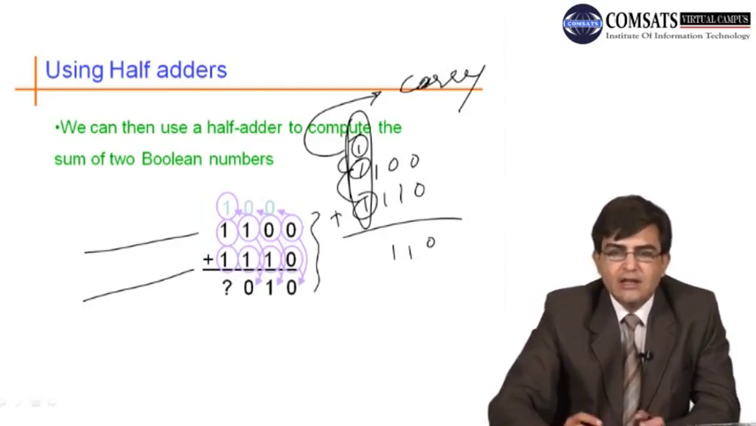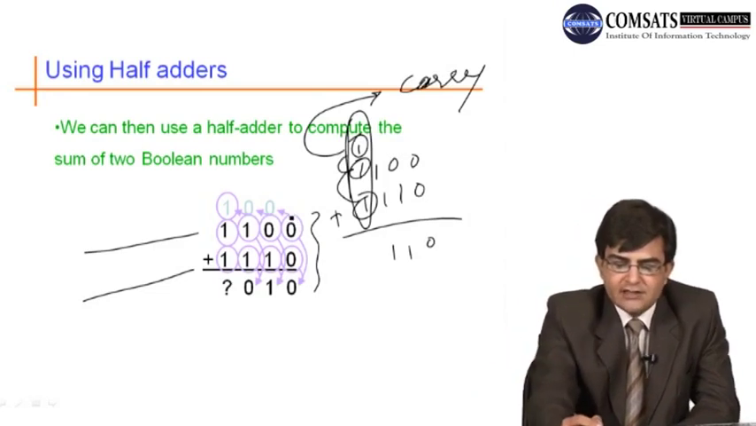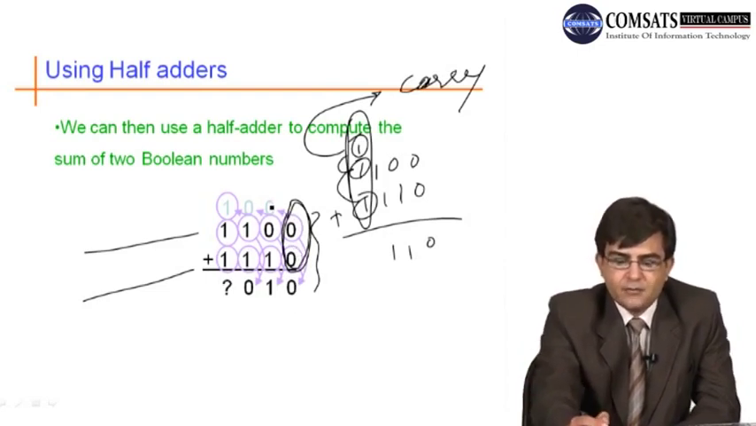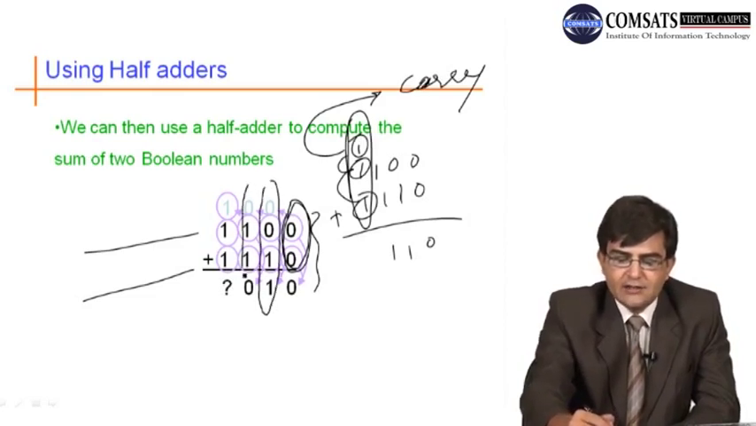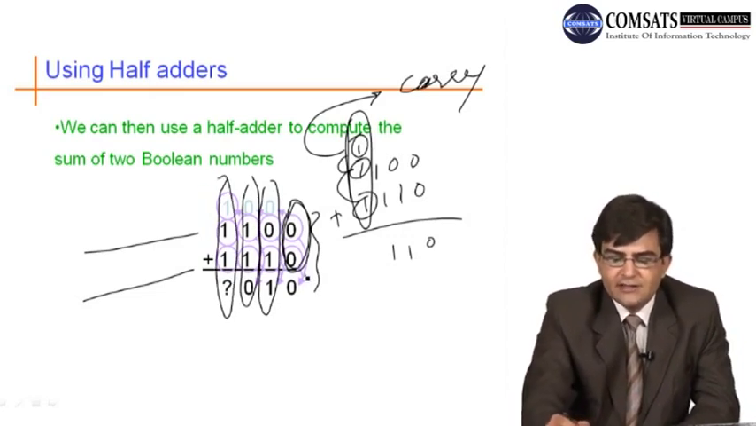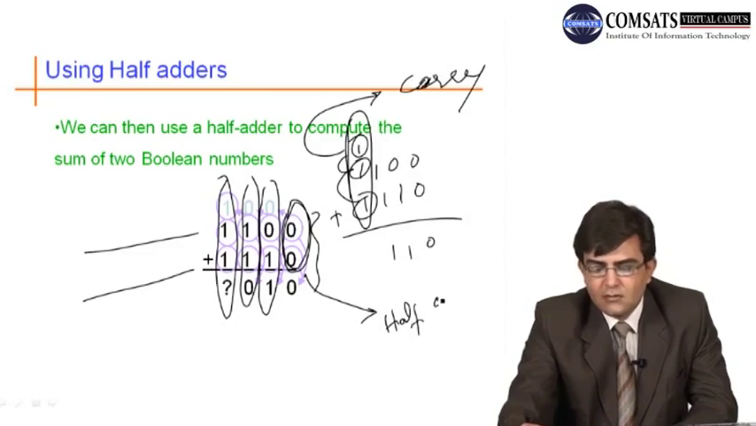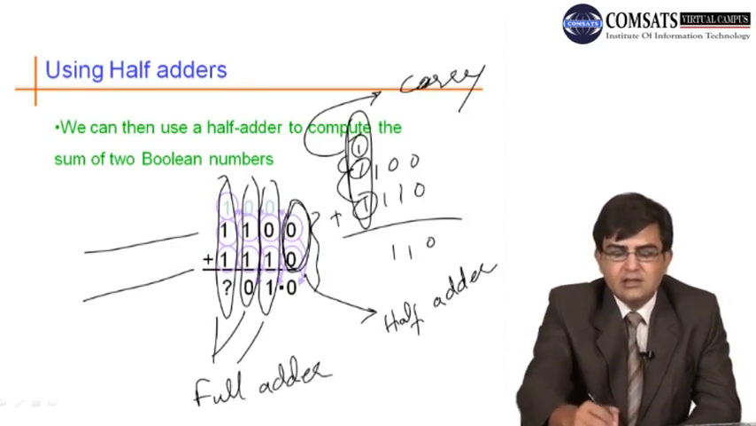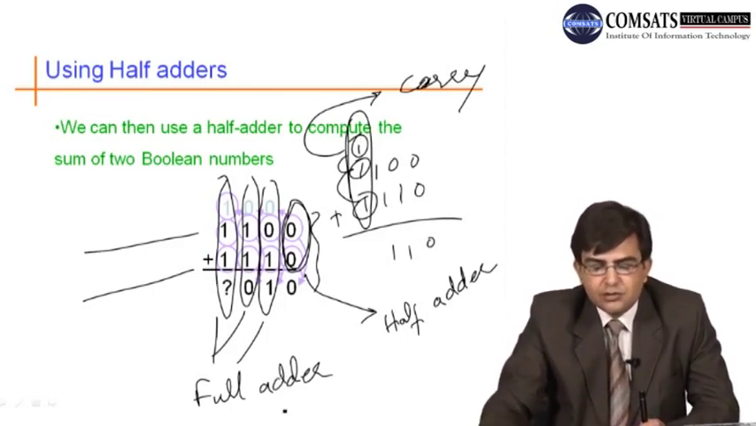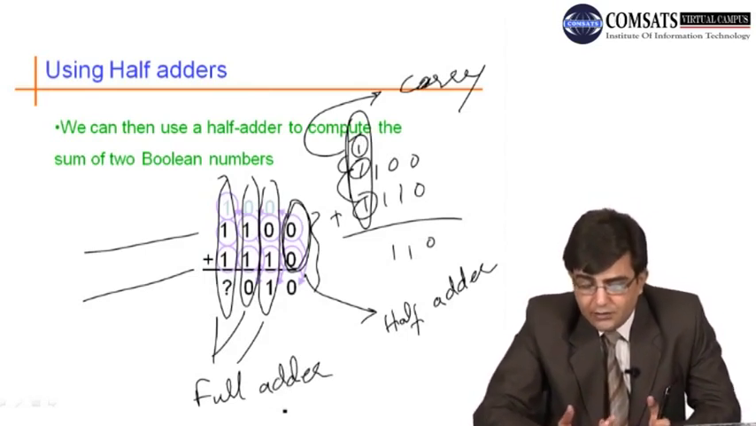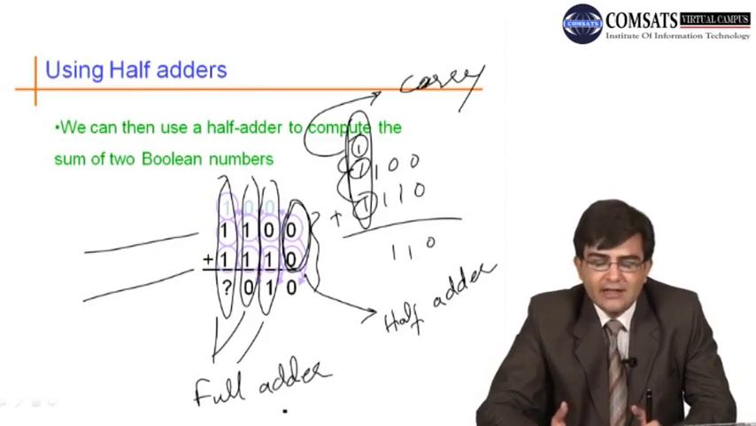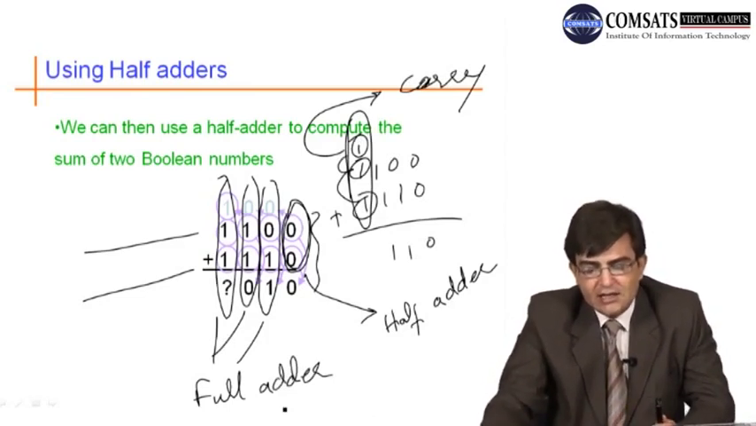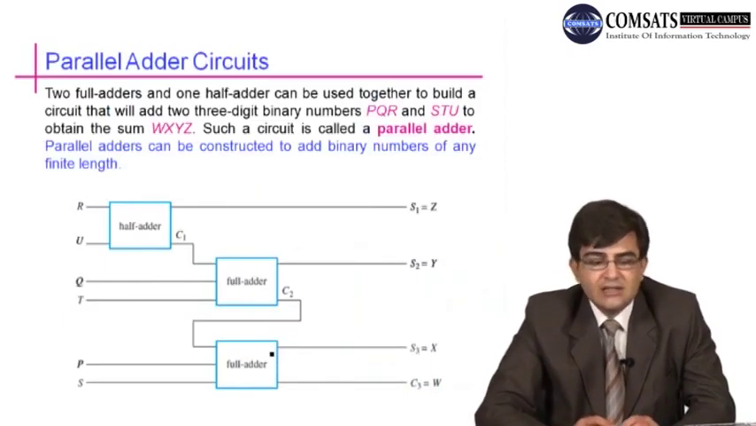If we have these two numbers in a computer, how do we add them? At the first step, we use a half adder circuit, and then we get a sum and carry. Then at each following step we need a full adder circuit to add up three binary digits. For the first case we use a half adder, and for the remaining cases we use full adder circuits. So to construct a circuit that adds binary numbers of any length, we can use half adder and full adder circuits. Such circuits are called parallel adder circuits.